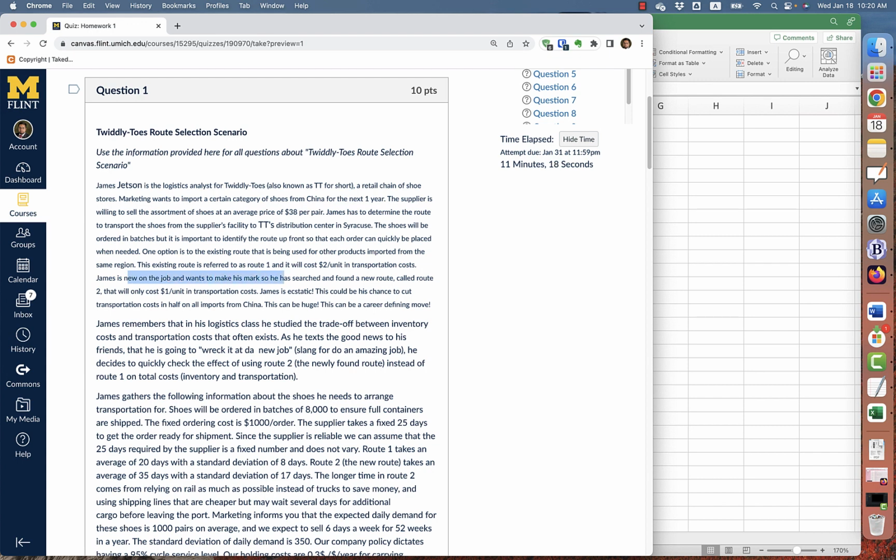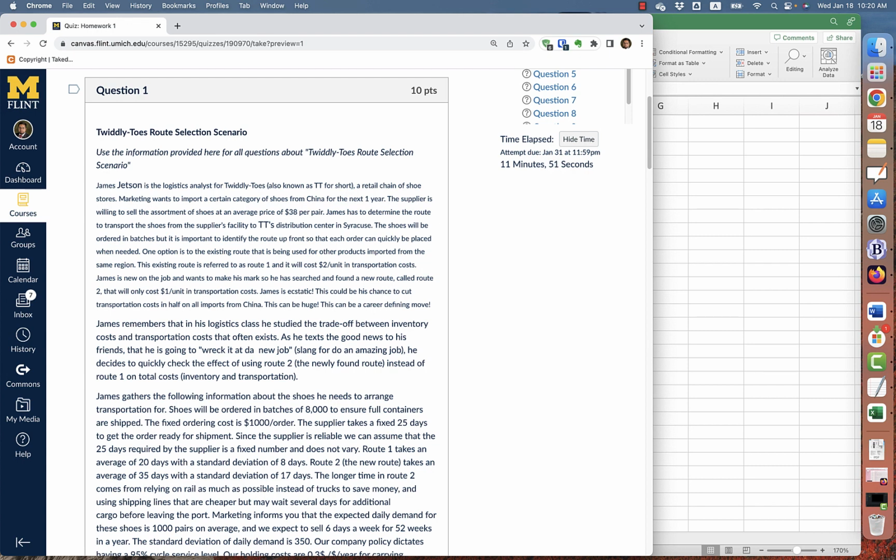James is new to the job and he wants to make his mark. So he has searched and found a new route that we'll call Route 2. That is much cheaper. In fact, it costs only half the amount of the existing route, at only $1 per unit. James is ecstatic. This could be his chance to cut transportation costs in half in all imports from China if the new route is used. This could be a career-defining move.